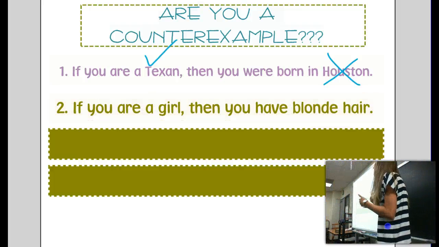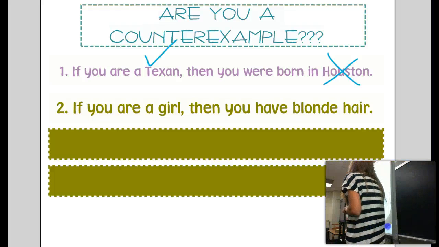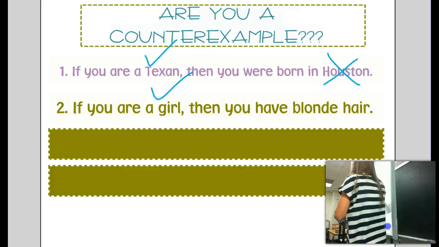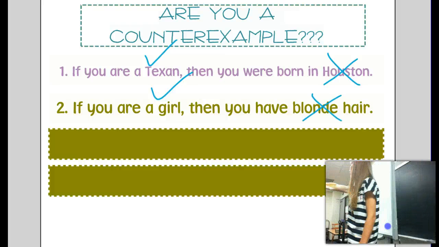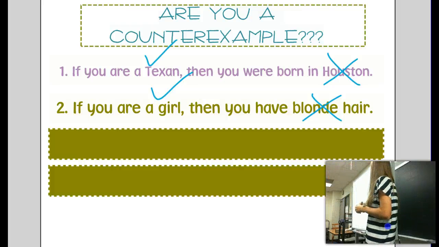If you're a girl, then you have blonde hair. Who's a counterexample? Who proves that wrong? Stand up if you prove it wrong. All of the girls in this class should be standing. To be a counterexample, you have to be a girl. Check. Are y'all all girls? No. Yes. Then you have to not have blonde hair. Do not have blonde hair. Check. That's how you're a counterexample. You can sit down. Would a boy stand up? Would they be a counterexample? No, because you have to prove the hypothesis true and the conclusion false.